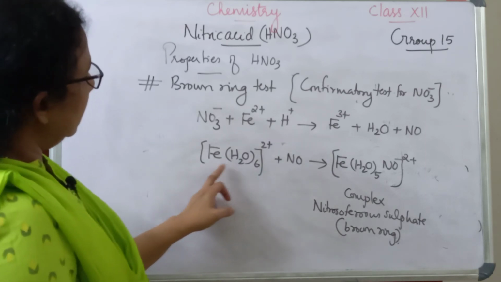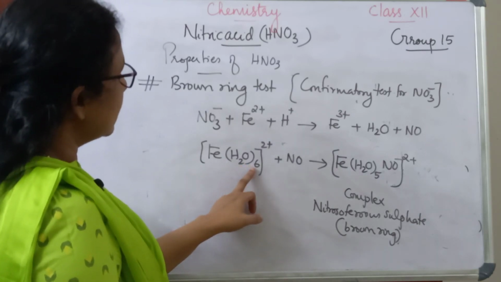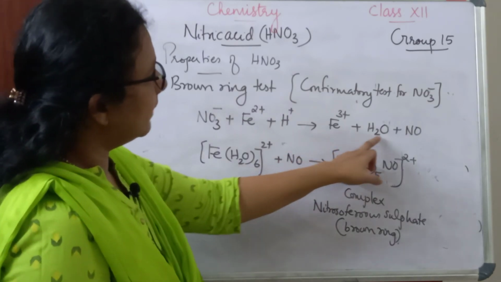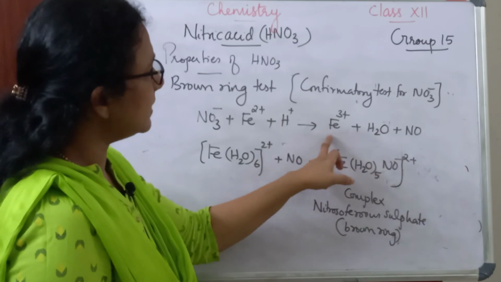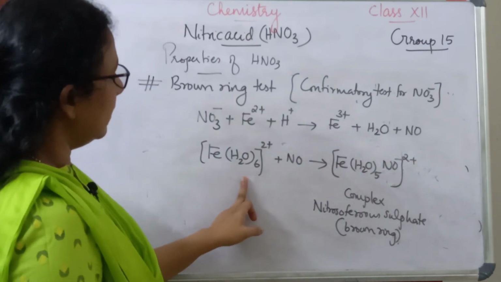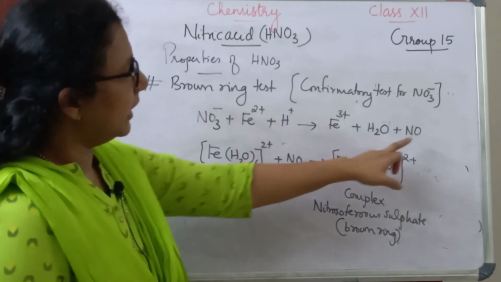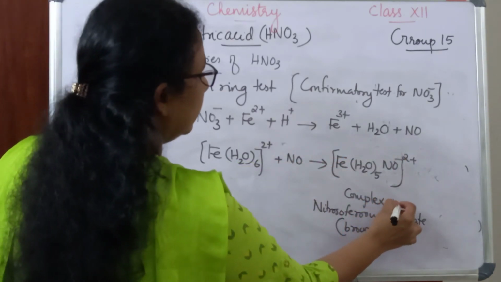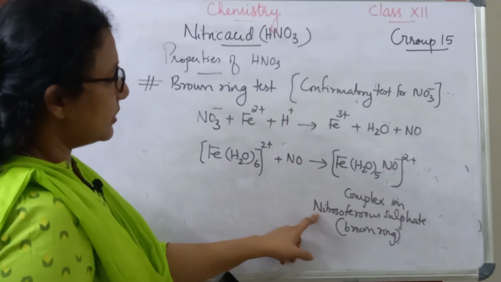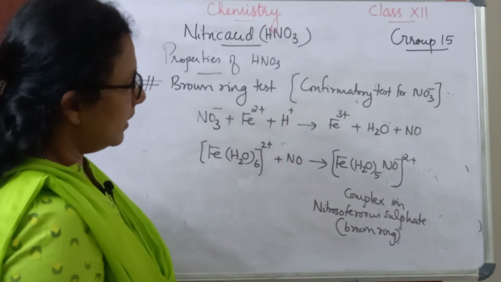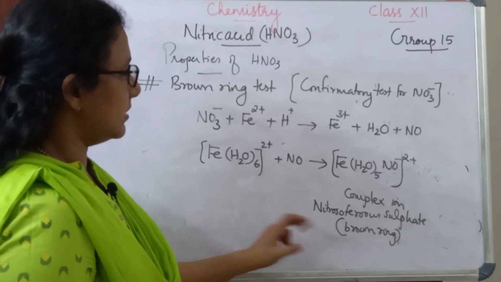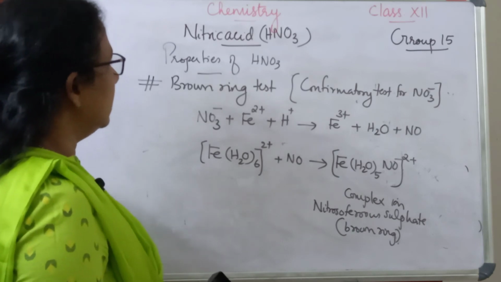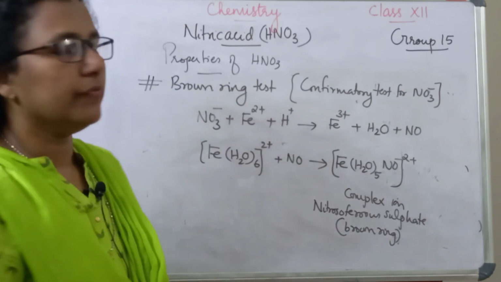So Fe(H2O)6 2 plus reacts with NO. That is the second step. So this hydrated part together forms this complex ionic part. Then it reacts with NO and produces the complex ion. So this is a complex ion. This is called nitroso-ferrous sulfate, and it forms the brown ring in the test tube. So this is about the brown ring test. So this is the preparation and properties of nitric acid.